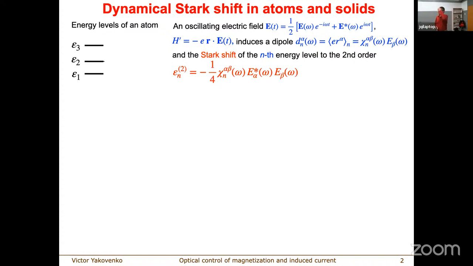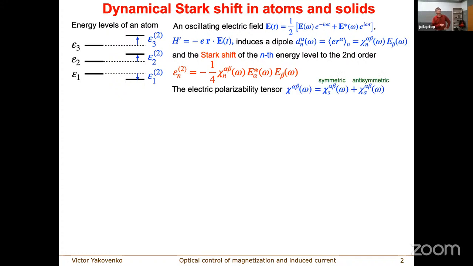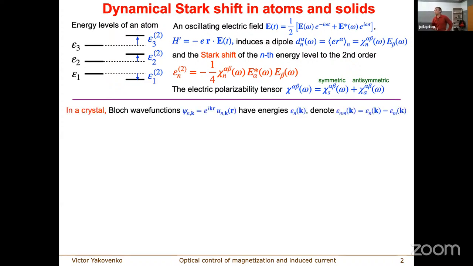But also at the same time, the energy levels will get shifted. By second order perturbation theory in the electric field, they will be shifted with the same polarizability tensor in front. So the bottom line is there will be an energy shift of energy levels, described by the same polarizability tensor. And this polarizability tensor, as you can see, is a second order tensor, right? So it can be separated into symmetric and anti-symmetric parts, which couple correspondingly to symmetric and anti-symmetric combinations of the electric field. And this operation will be very important as we go down the line. So this is pretty much textbook stuff. But now I want to go from, yes, go ahead.